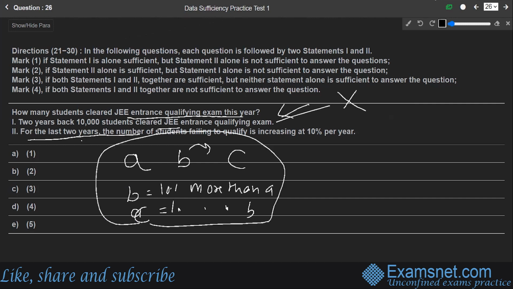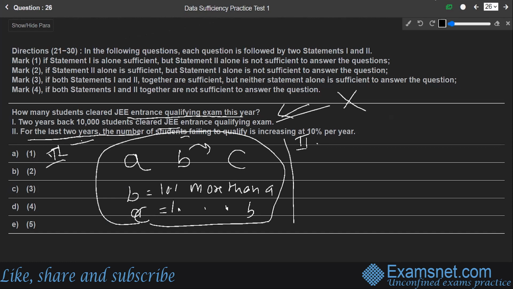If this is not giving any number and the question was asked how many students, they are just giving the connection, but they are not giving any number as the answer. So clearly statement number 2 alone is not sufficient to answer the question.